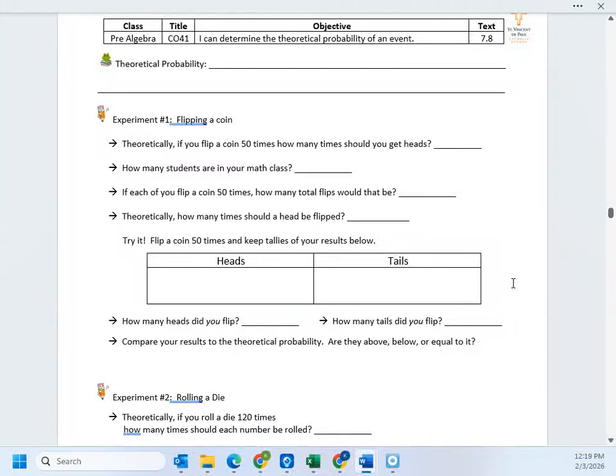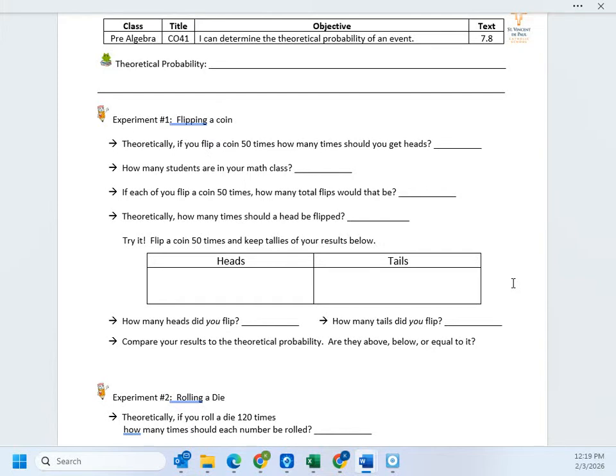Okay, good afternoon. We are continuing on with probability, with today's lesson being CO41. I can determine the theoretical probability of an event. So we are going to be learning today and tomorrow about theoretical and experimental probabilities and what that means. And we're going to be doing an experiment with this to help us understand what all of these things mean.